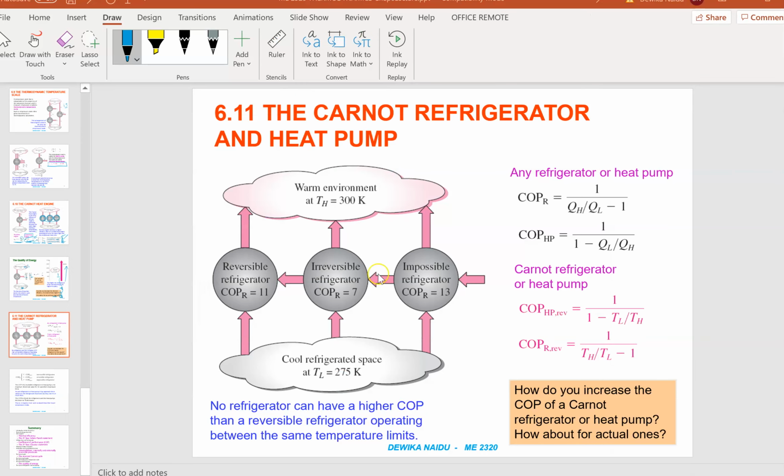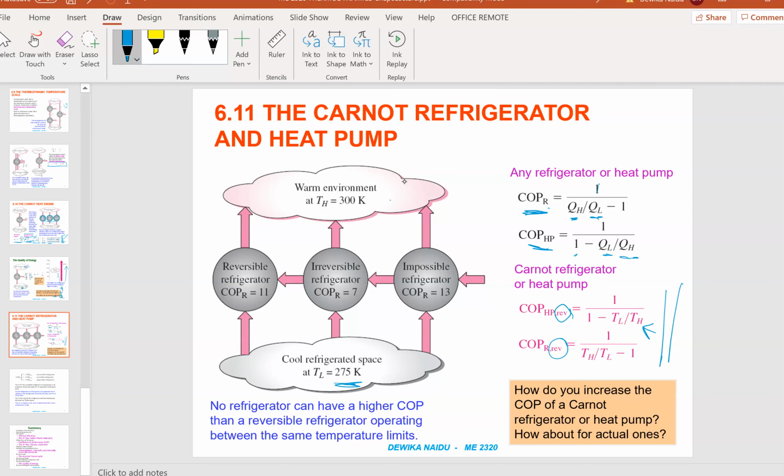Now let's move on to the Carnot refrigerator and heat pump. From the previous lesson, we studied that the COP, the coefficient of performance, for a refrigerator is 1 over QH/QL minus 1, and the COP of the heat pump is 1 over 1 minus QL/QH. Now we are looking at the reversible Carnot refrigerator and heat pump. Remember what I told you: we never look at Q, but we look at the temperature instead. So this is the formula for the Carnot refrigerator or heat pump.